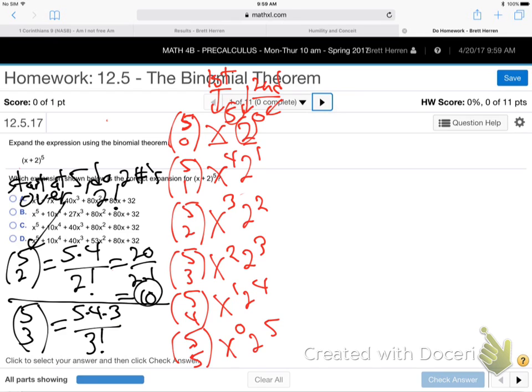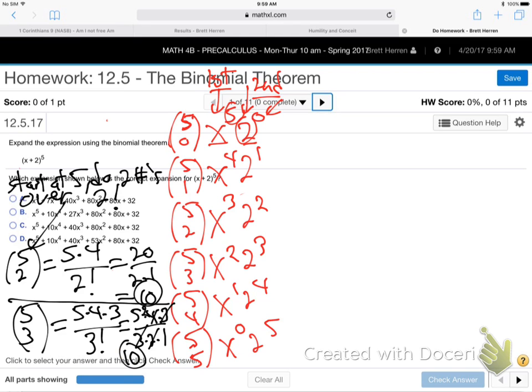Over the bottom, factorial. Factorial means all the way down to 1, right? Remember what factorial means, that exclamation point? It means to multiply all the way down to 1. So that's going to be 5, 4, 3 over 3, 2, 1. Which is what? 3 cancels 3, 2 goes into 4 two times, is 10 again. They're always 10. No, I'm kidding. They're not always 10. But those two were 10.